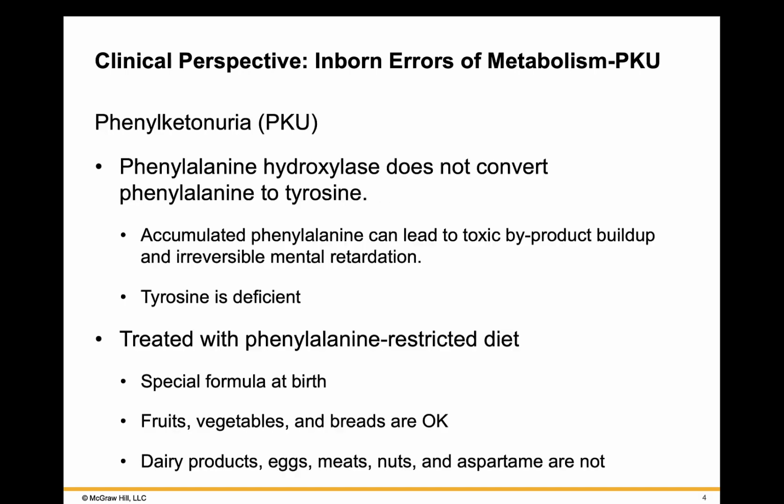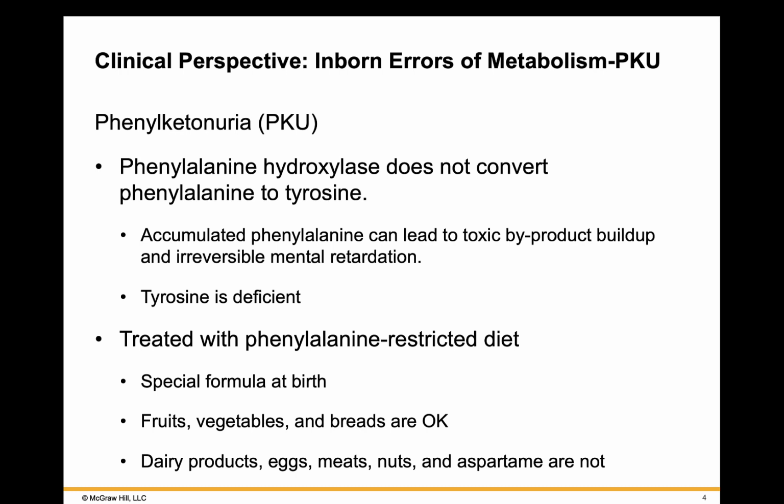The first, phenylketonuria, or PKU: phenylalanine hydroxylase does not convert phenylalanine to tyrosine. Now, the accumulated phenylalanine can lead to a toxic byproduct buildup, and this can result in irreversible mental retardation. Because of the lack of this enzyme, tyrosine is deficient.